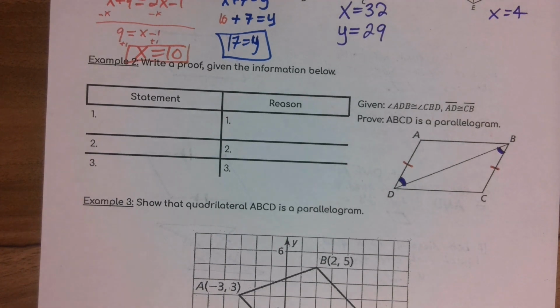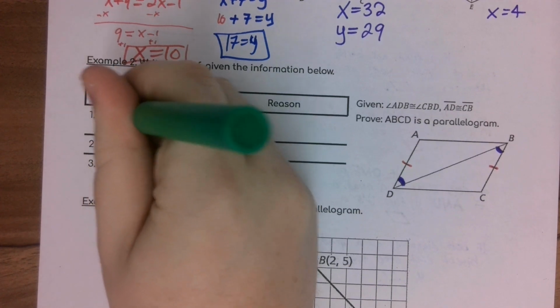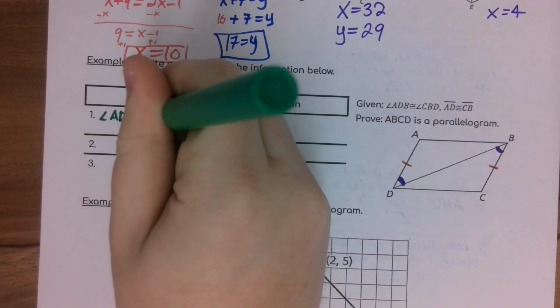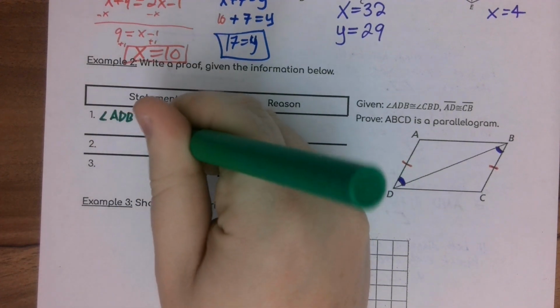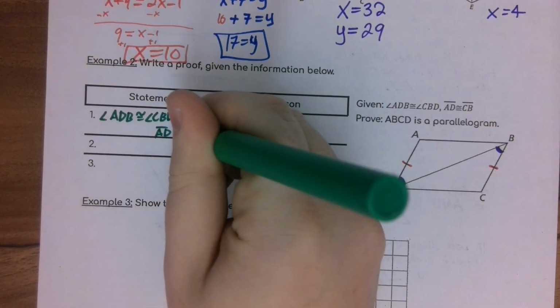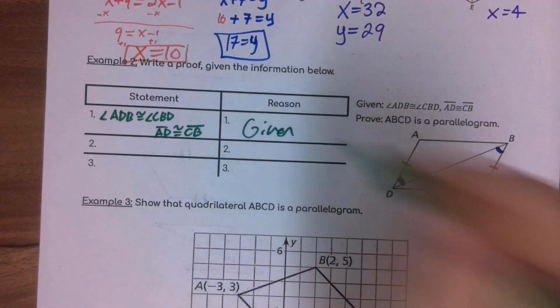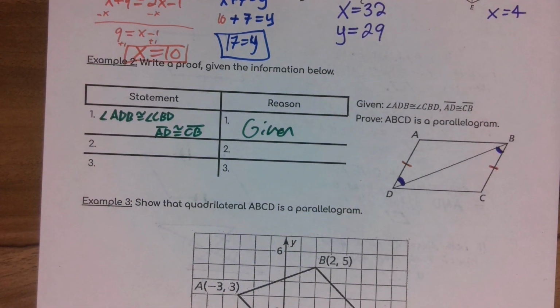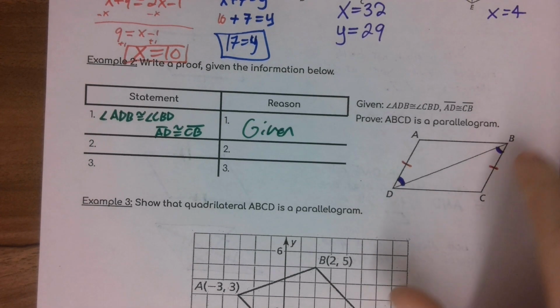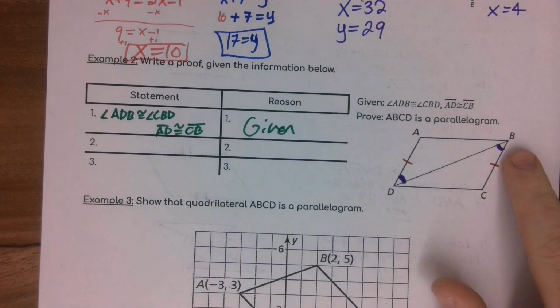Well, we always know a good start is to just list off our givens. So let's do that. ADB is congruent to CBD, and AD is congruent to CB. Cool. Those are some free points for us right there. From here, though, we're a little bit stuck. There's a couple pieces of information that we could utilize. We could, for instance, say that BD is congruent to DB. That might get us somewhere.